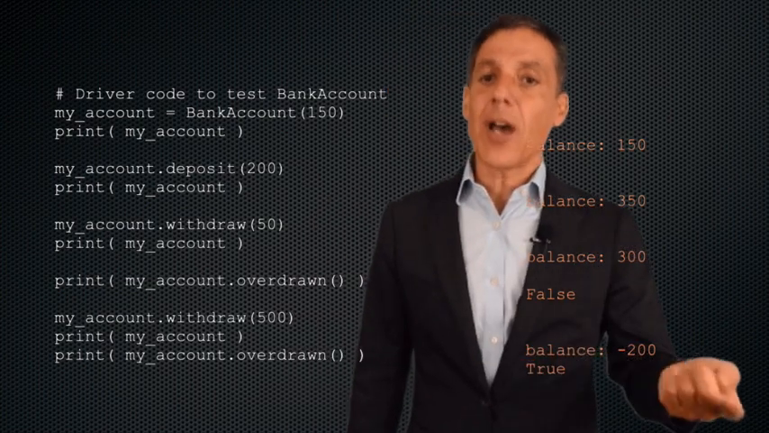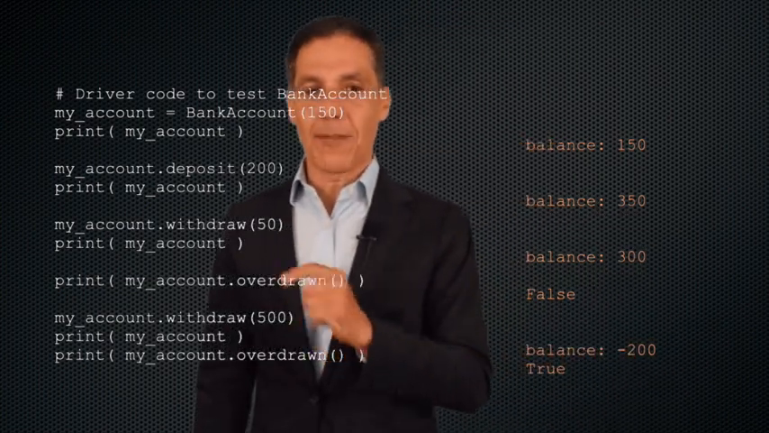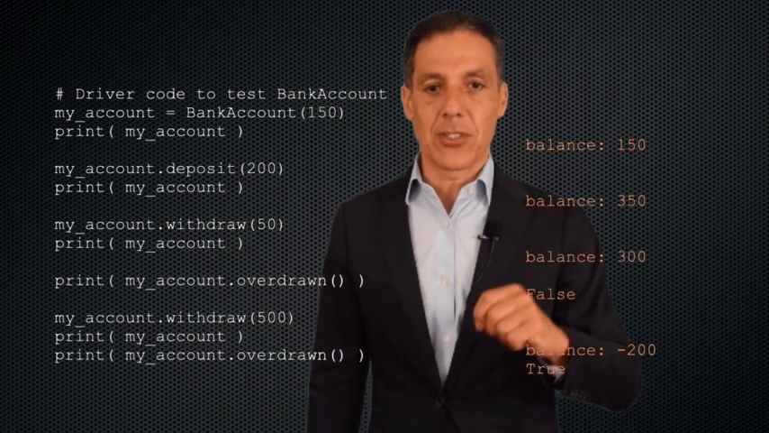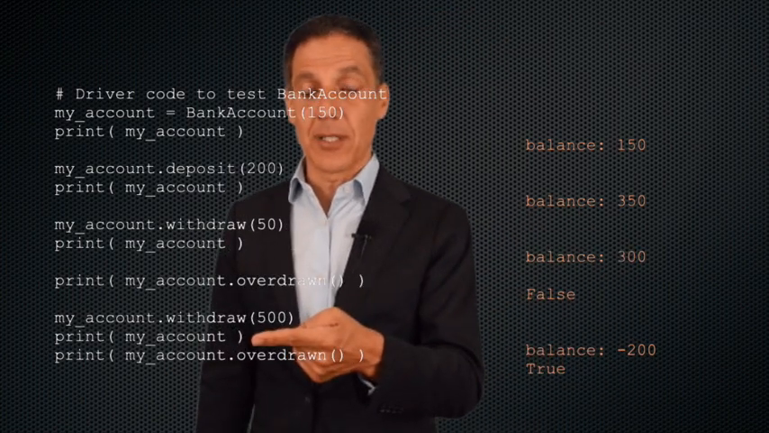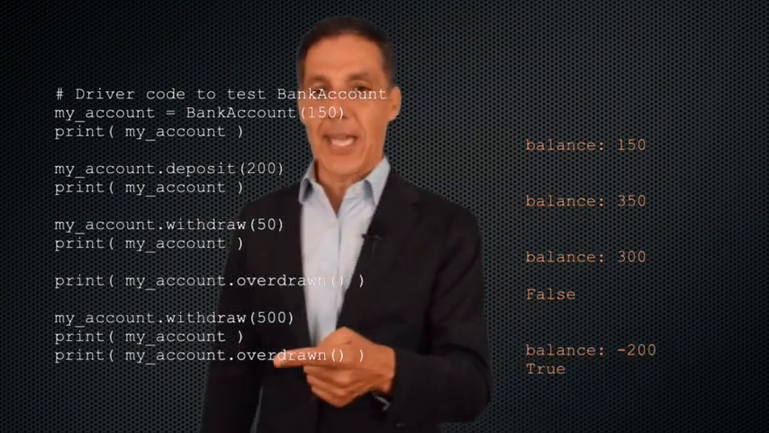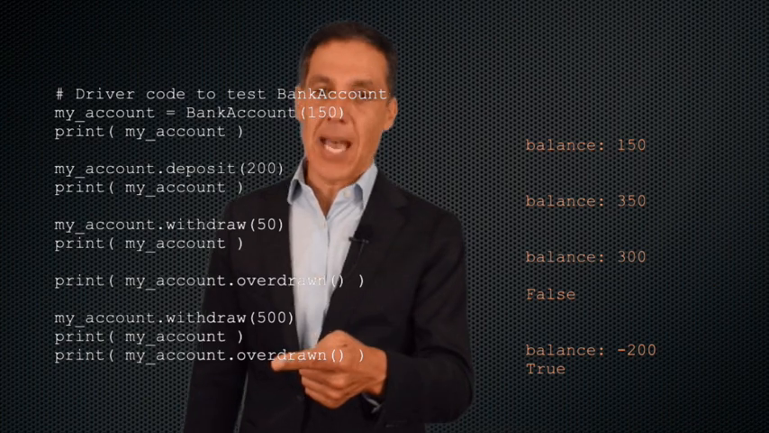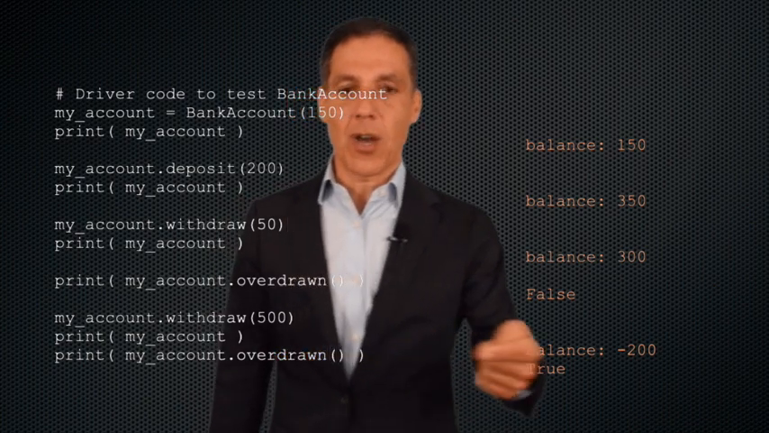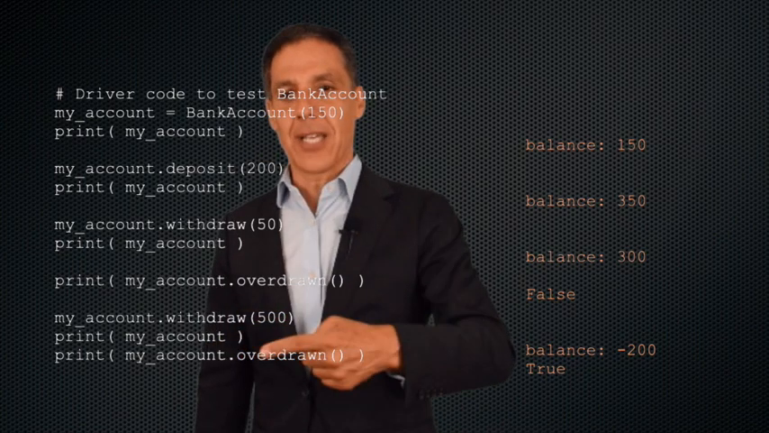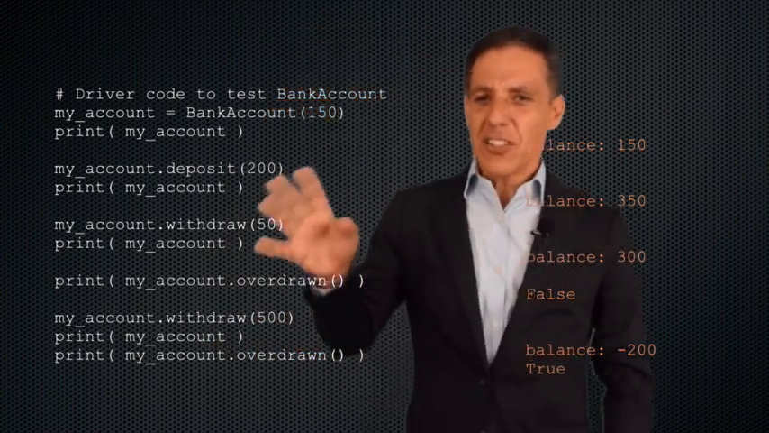Now let's overdraw it and test that account. So I'm going to withdraw $500. Now I know that the balance is less than zero. I'm going to go ahead and print the balance just to make sure that I can deal with negative numbers. I can. And then I'm going to ask if my object of type bank account is overdrawn, and it is. So you can see here I've taken every one of these things out for a test drive. I've tested all the possibilities. This is probably bare bones.